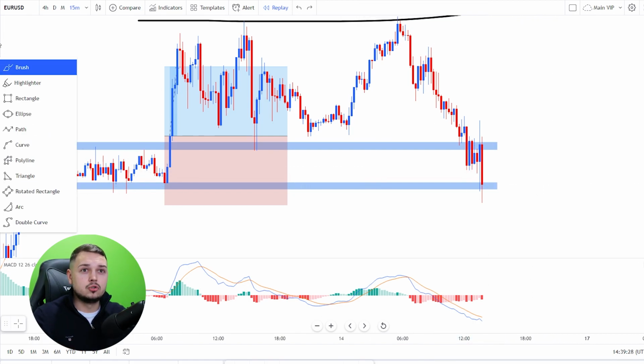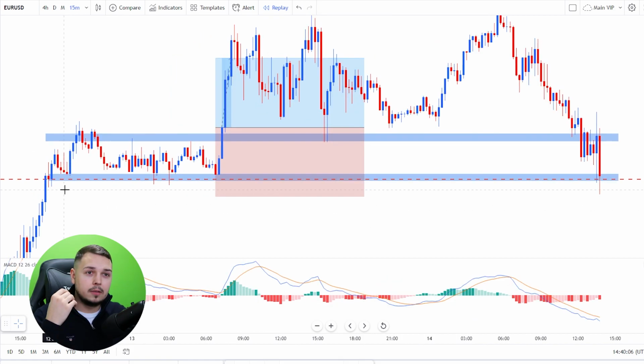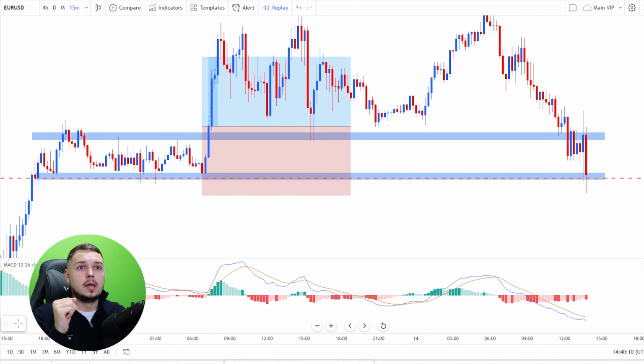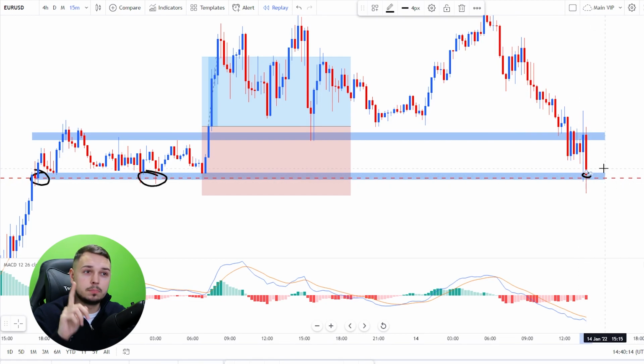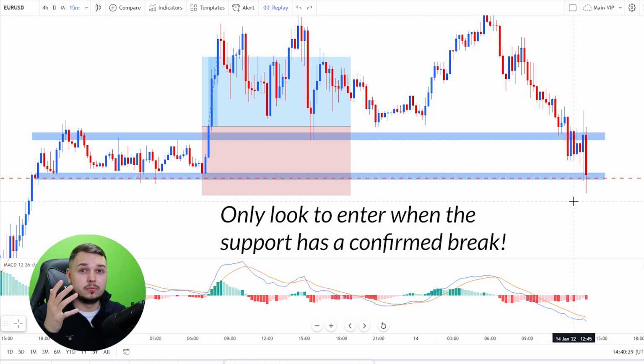Because if we just draw a nice straight line over here, we can see that the previous support has not yet been broken. As you can see, multiple times, this red dotted line has not been broken. Over here, here, and even here. It's not broken yet, which indicates there could be buying pressure coming in. We cannot enter yet until the support has been broken through. Only then can we start to think about selling our trade and making money.